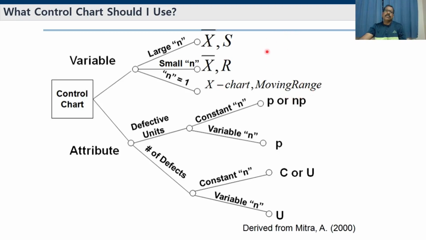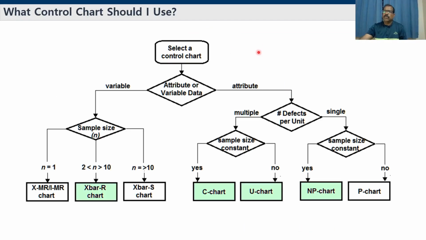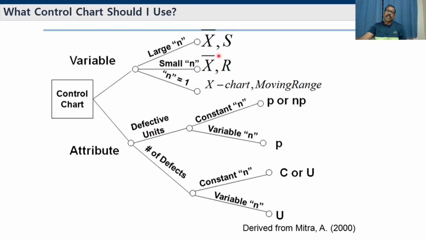So when can we choose the X bar and S chart, or this one? It depends on the number of samples. How many samples are you choosing? Based on the sample size only, you are going to decide the particular chart. For example, if you have a large sample size, then you can go with the X bar and S chart. What is large? Sample size of 10 and above.